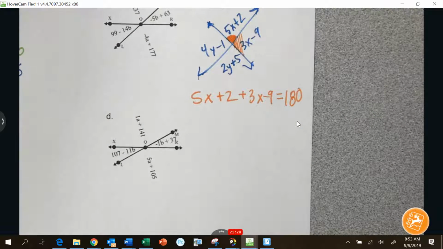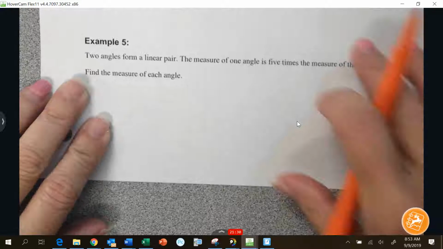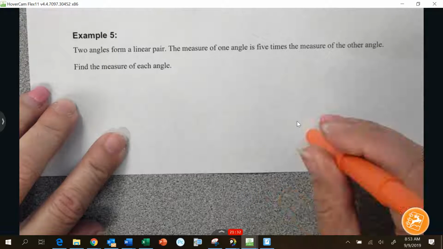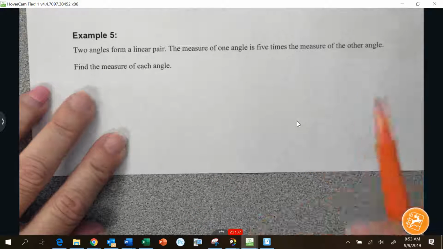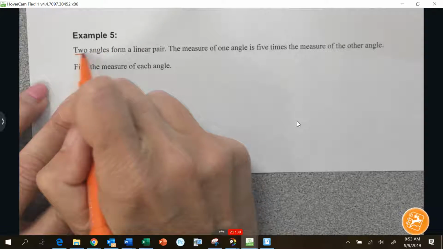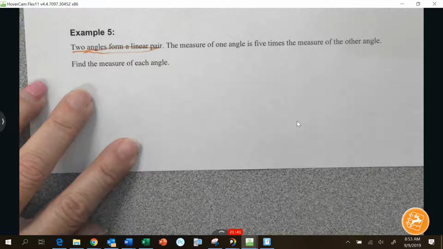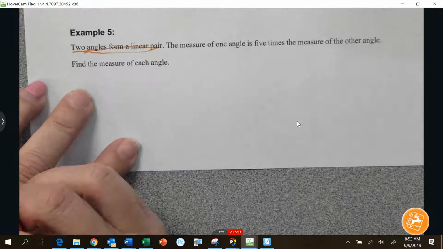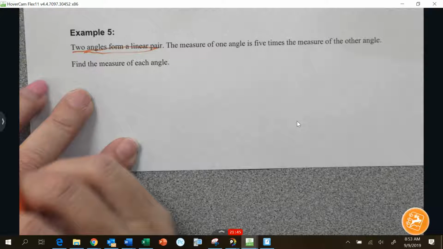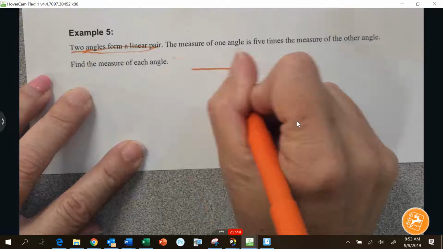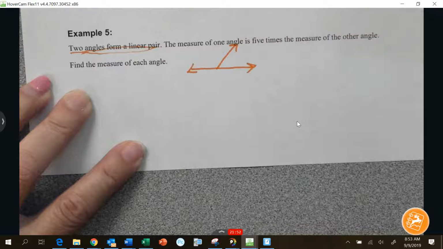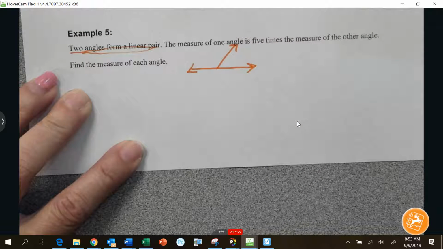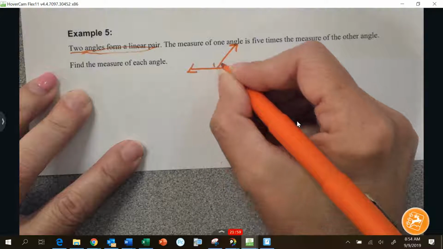Okay? Last example, example 5. Two angles form a linear pair. The measure of one is 5 times the measure of the other angle. Find the measure of each angle. So I read two angles form a linear pair. That's the first thing I read. What would you do? Draw it. Linear pair means a line and a pair of angles that make that line. Here we go. We got angle 1 and 2.